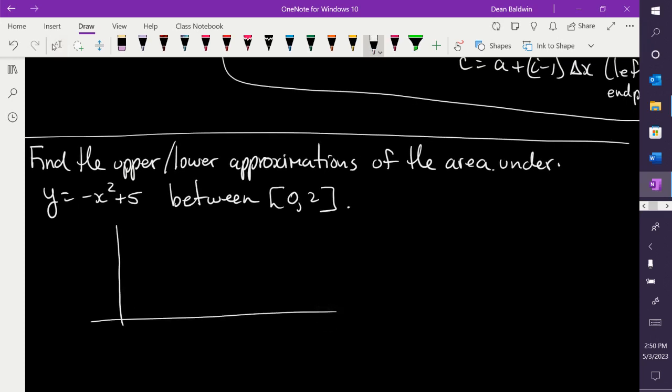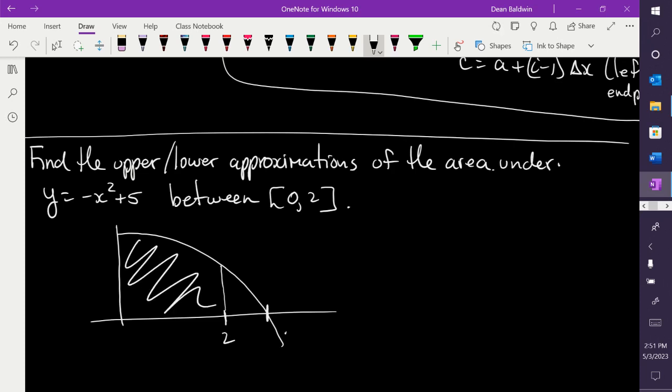Negative x squared plus 5 is a parabola. I'm just going to call this, why did I say 5? All right, 5, whatever. That's going to be root 5. But I just care about 0 to 2. So that's the area I want. This is what I'm trying to figure out, this area, between 0 and 2.